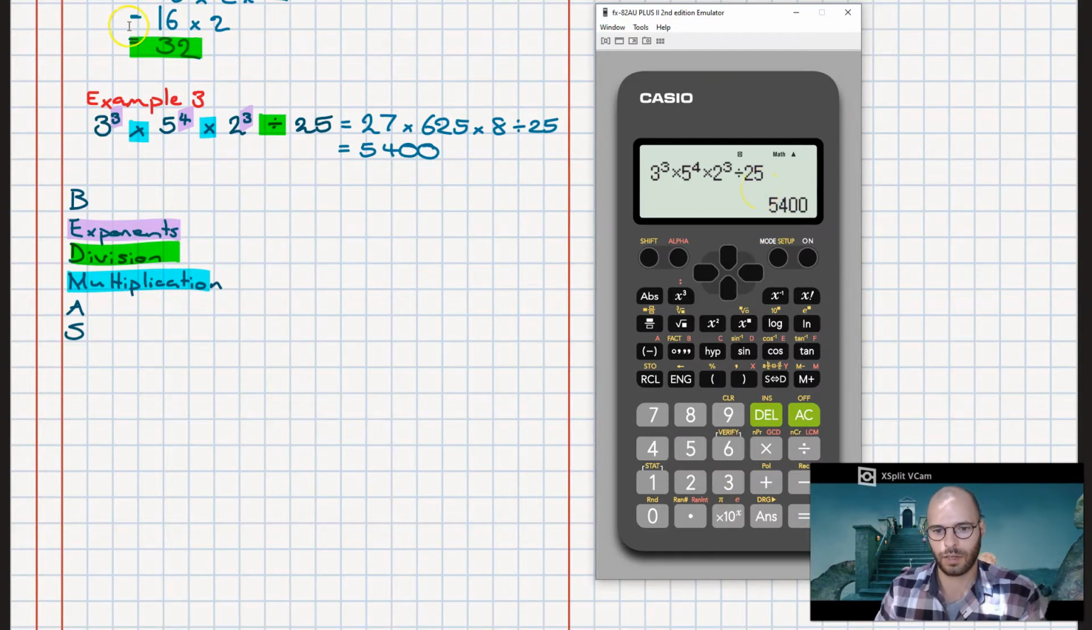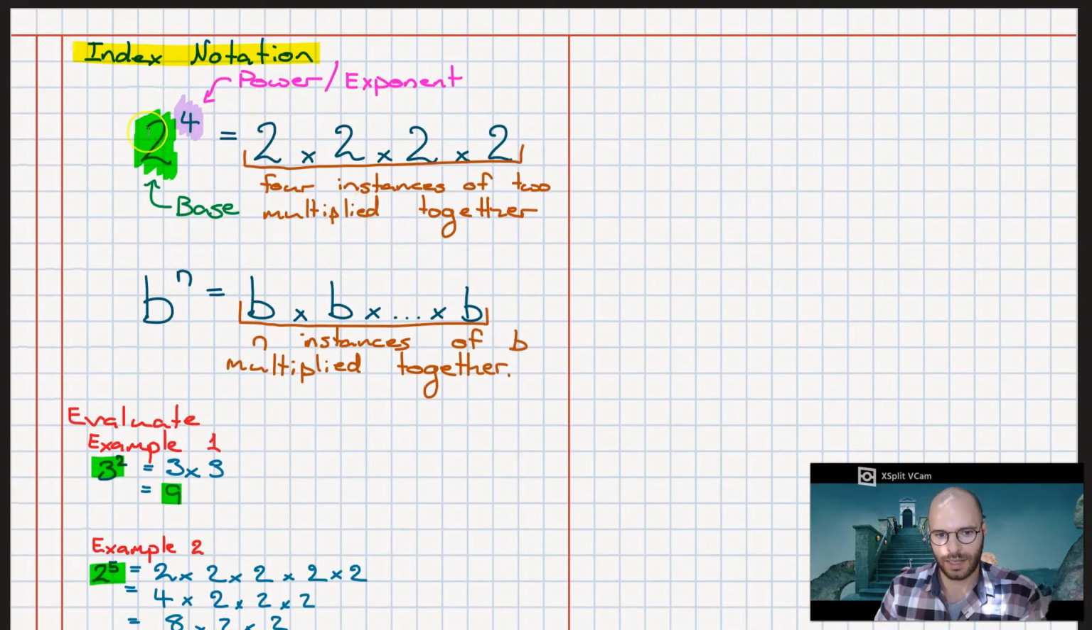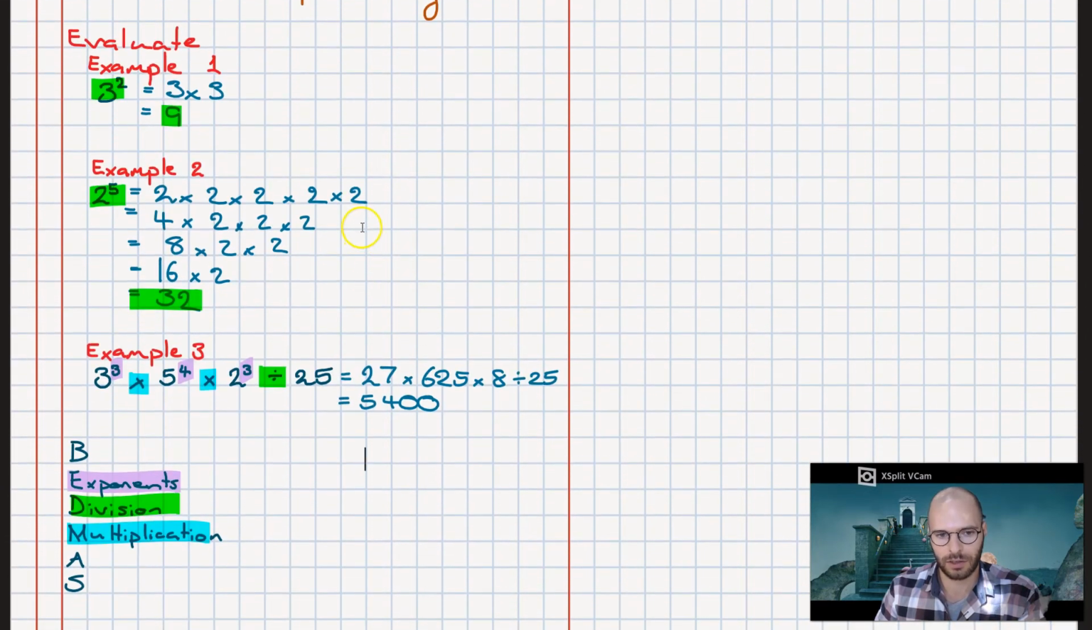So what we've learned in this video is firstly what indices are. We then went over some terminology and some notation for representing indices. Then we had a look at how we could crunch or evaluate some numerical indices.